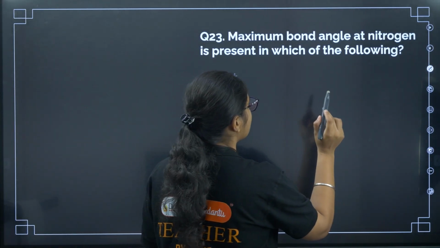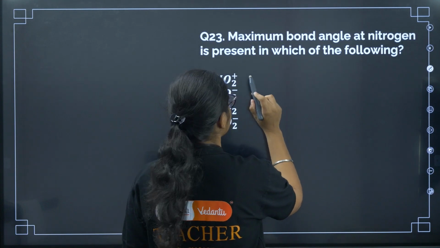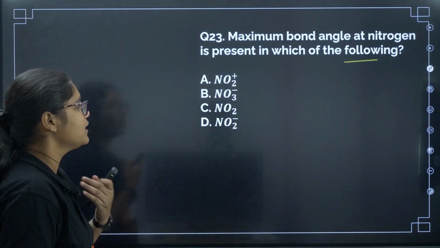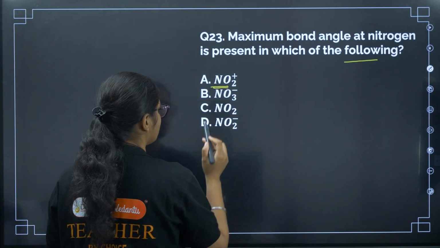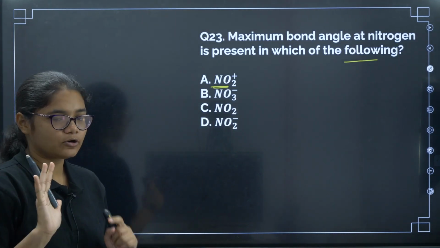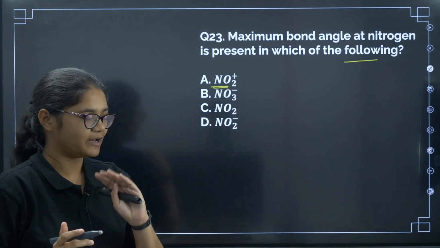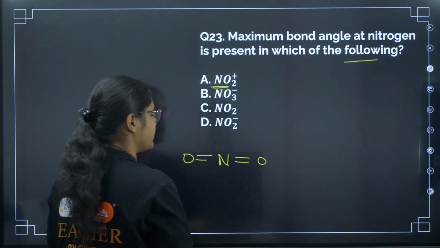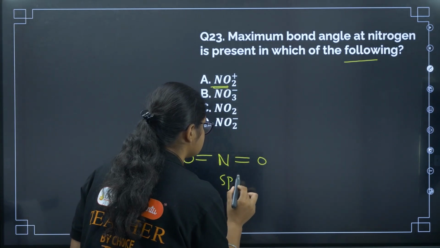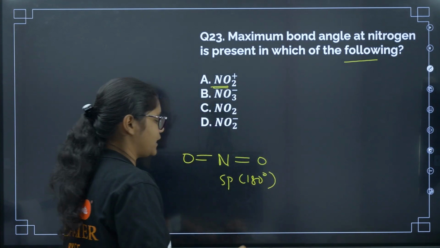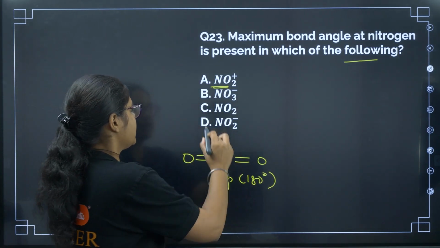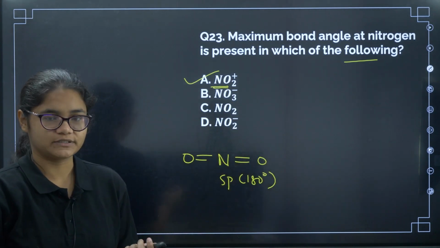Next, maximum bond angle at nitrogen is present in which of the following? Okay, so again you have to draw the structures and check the maximum bond angle. In NO2 plus, there are 5 valence electrons, plus is there, so assume that there are 4 valence electrons. With these 4 valence electrons, we can draw like this, right? So you see this is sp hybridization, 180 degrees. Bond angle cannot be greater, sp has the maximum value. So the correct answer for this question will be option number A.